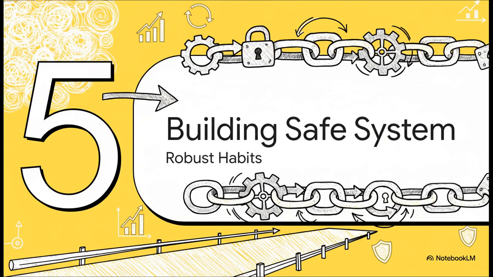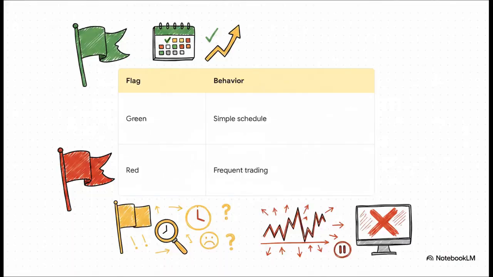Let's put this into practice. Section 5, building your safe system. The crucial step now is moving from all this theory to practical application by establishing some really robust habits. I absolutely love this simple self-diagnostic tool. It's great for helping you figure out if you're slipping from calm investing into anxious amateur trading.